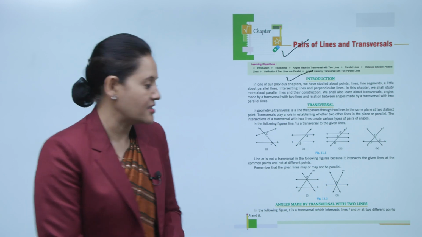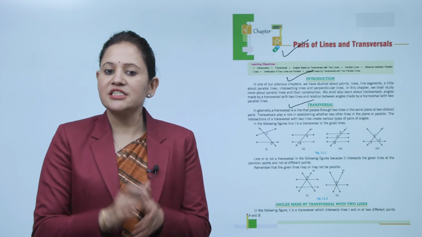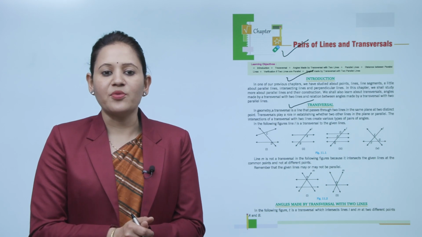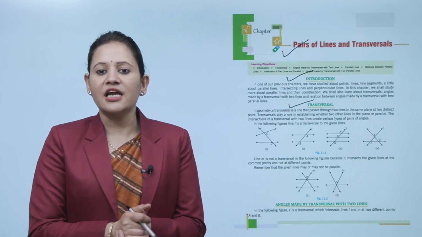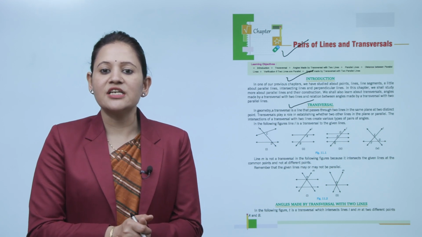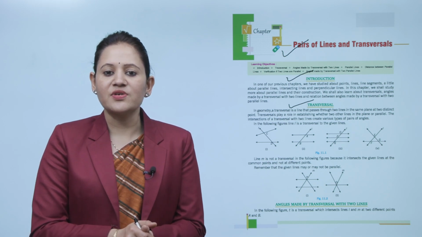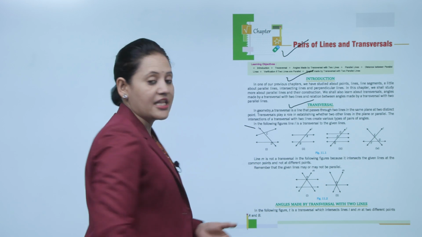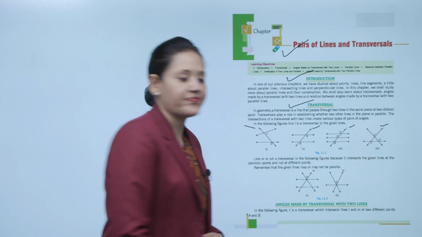So first is transversal. In geometry, a transversal is a line that passes through two lines in the same plane at two distinct points. Transversals play an important role in establishing whether two other lines in the plane are parallel. The intersecting transversal with two lines creates various types of pairs of angles. In the following figure, line L is the transversal to the given lines. Here, this line L is the transversal line. In all the figures, line L is a transversal line.